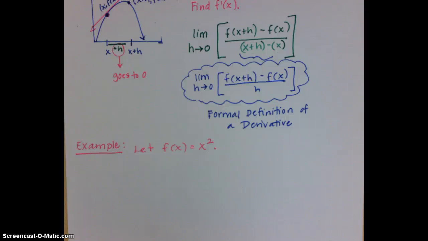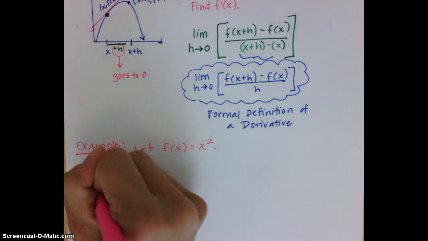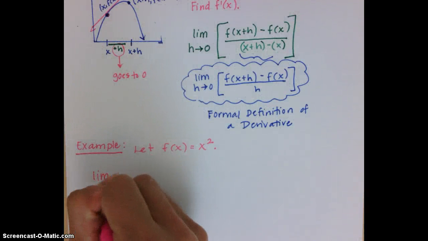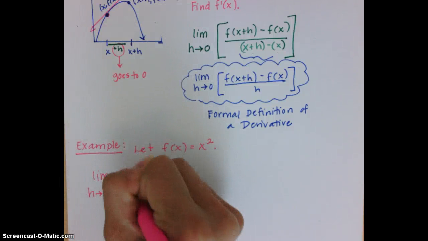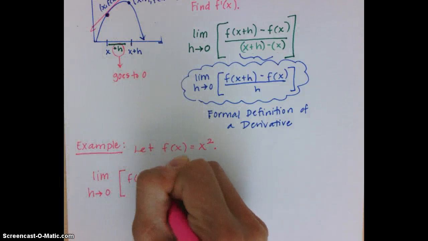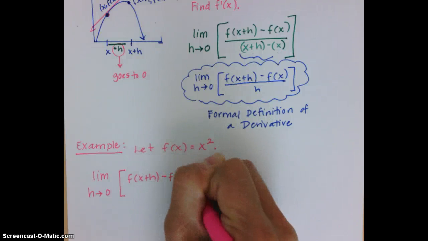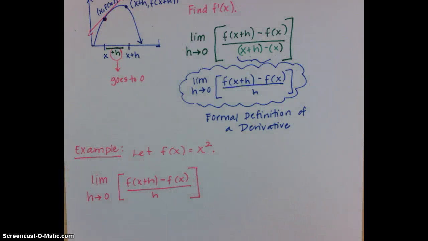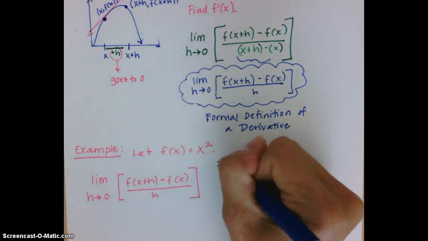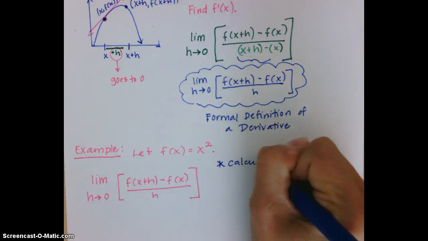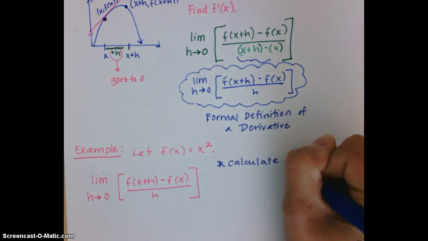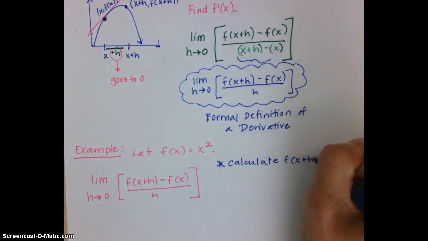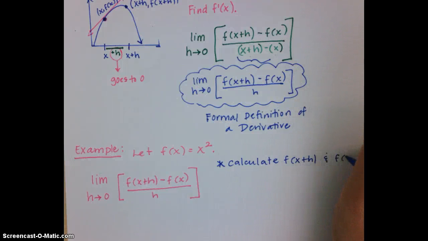So we have the limit as h approaches 0 of f of x plus h minus f of x over h. Okay, that's the formula that we're using in order to write this derivative. So what I need to start by doing is calculating my f of x plus h and my f of x.